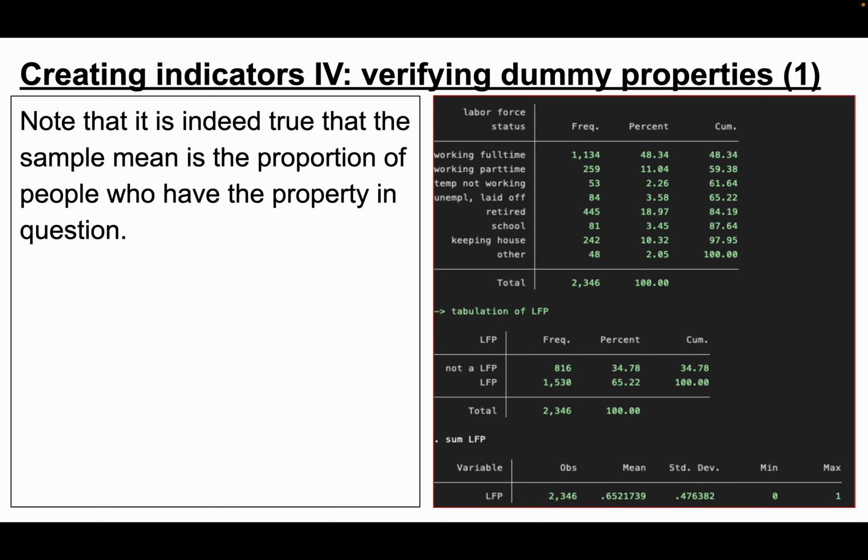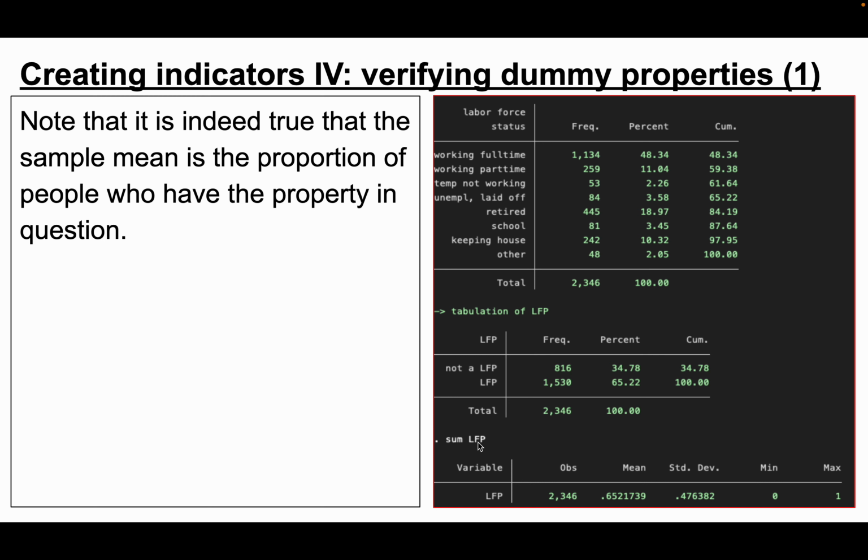So we also want to go ahead and verify that some of our properties hold true. So let's show that those mathematical results hold true. First, if we look at the tabulation of the labor force participation variable, we can see that the percentages here tell us that 34.78% of people were not in the labor force, 65.22 were.